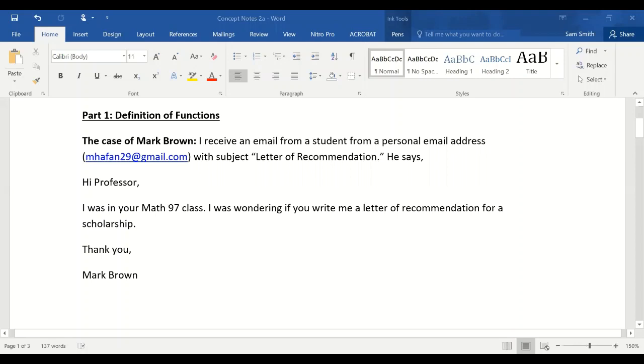And I open up the email and he says, "Hi, Professor. I was in your Math 97 class. I was wondering if you'd write me a letter of recommendation for a scholarship. Thank you, Mark Brown." Now, at the moment, this is the entirety of the information that I have received from Mr. Brown. And so I'm going to go and look up his academic record just to see what I am working with.